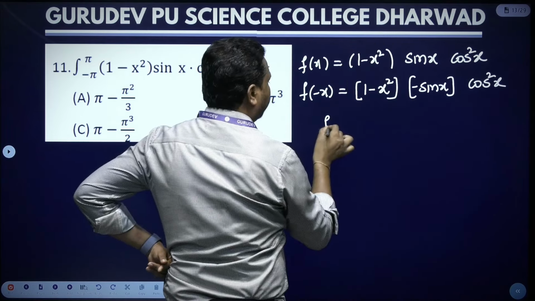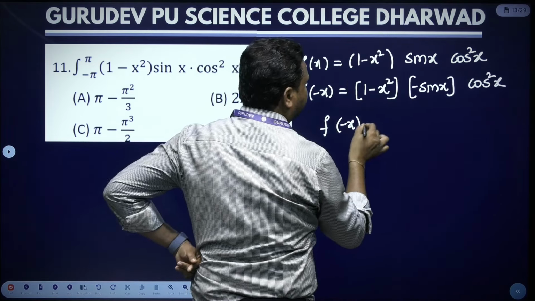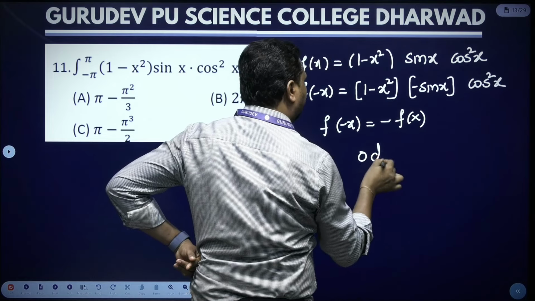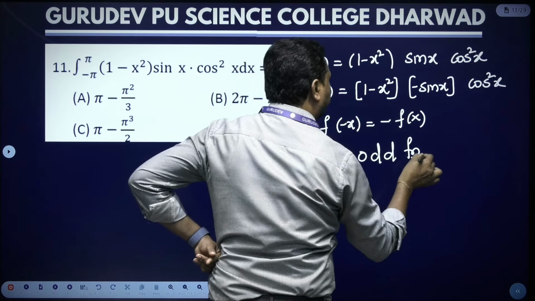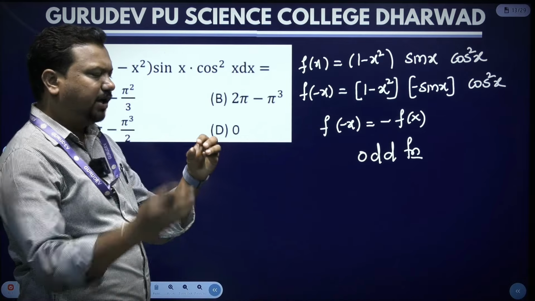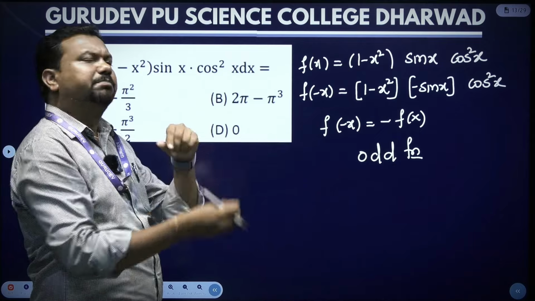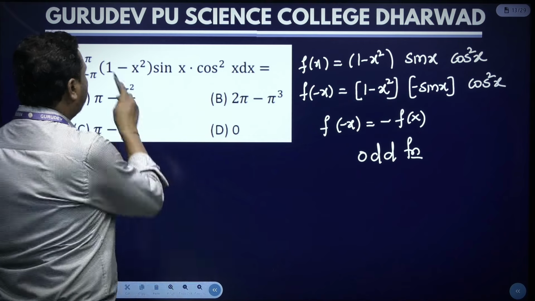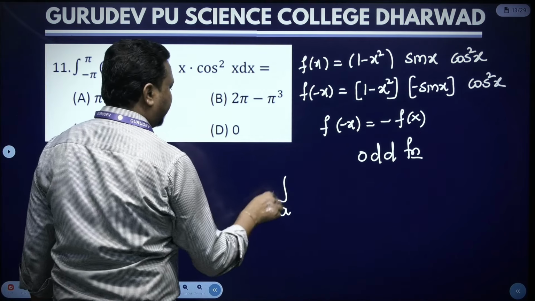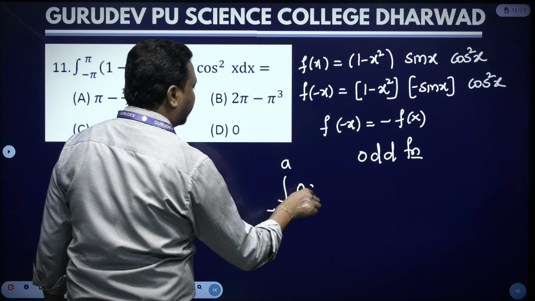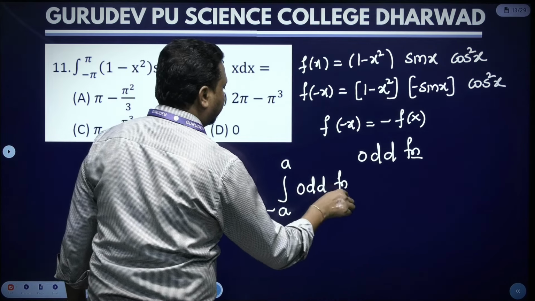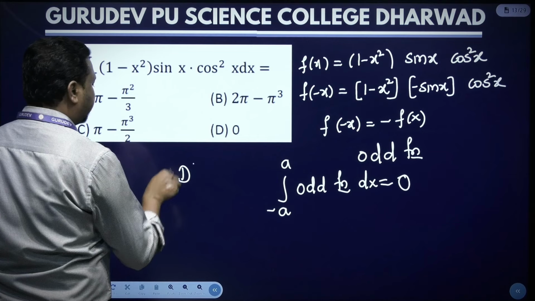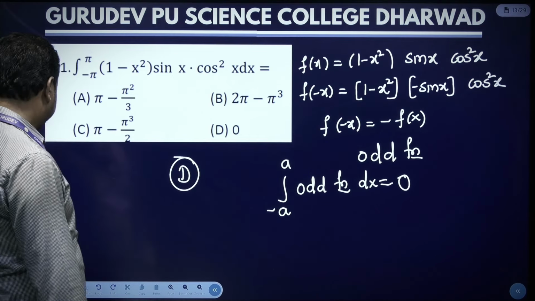Therefore, what can I say? F of minus x is equal to minus of f of x. So which function is it? Odd function. Correct. When a function, on replacing x with minus x, changes sign from minus to plus or plus to minus, we call it an odd function. So the integral from minus a to plus a of an odd function dx is always equal to 0. Hence, in this case, option D is the right answer.